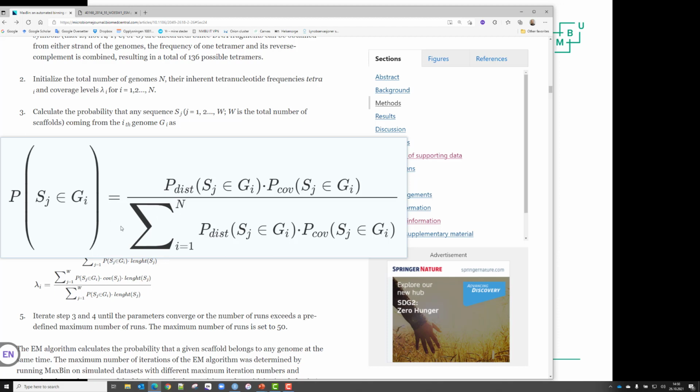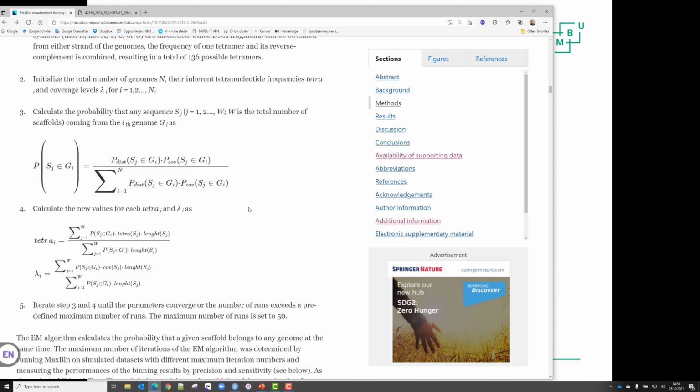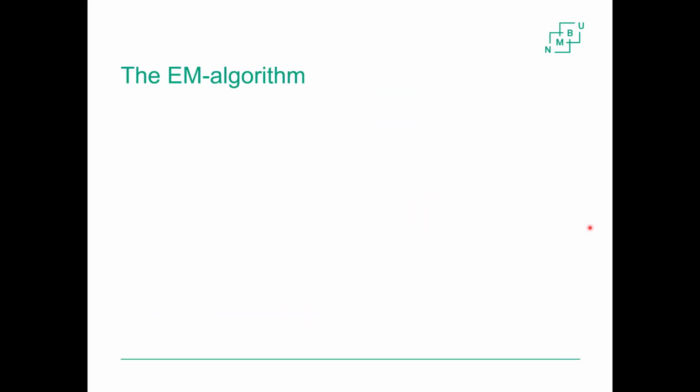And in most cases, I think that's not a problem, unless you have very poor contigs, and then of course it's impossible to know where they come from, but they are rubbish anyway. So that's it, I think, the MaxBin idea.